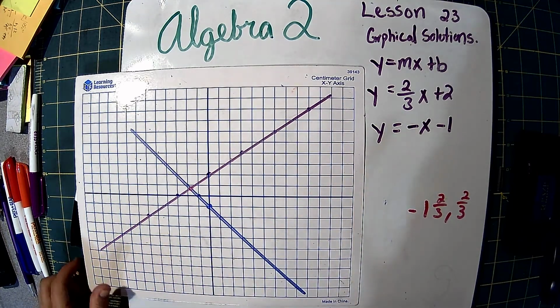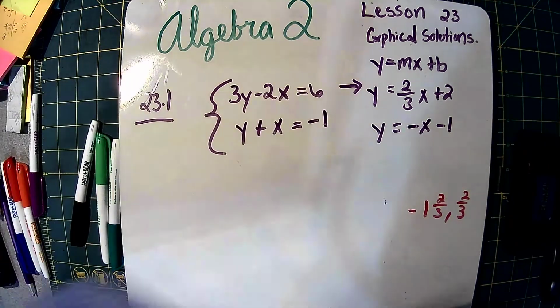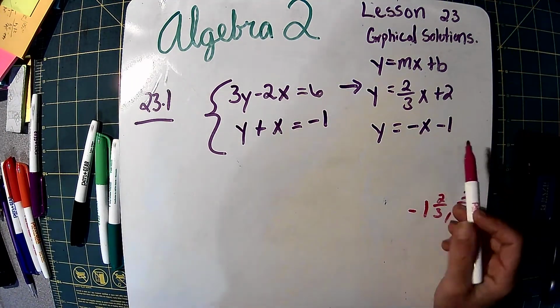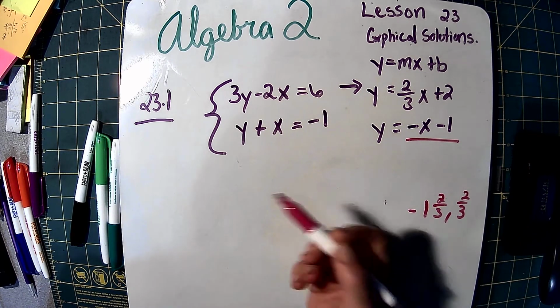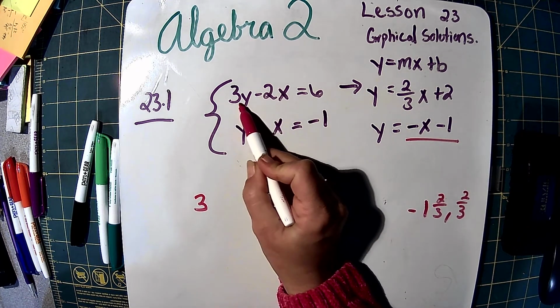Alright, so now to actually solve this, I'm going to use substitution. I'm going to take that away. And I already know y equals negative x minus 1. So I could say, I'm going to plug that into this equation right here.